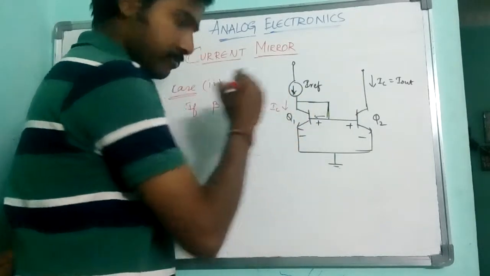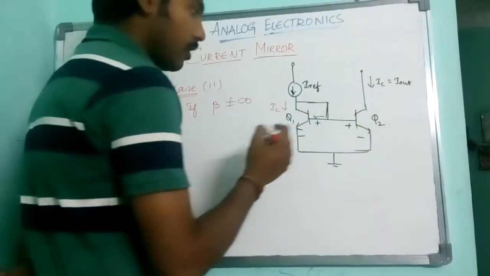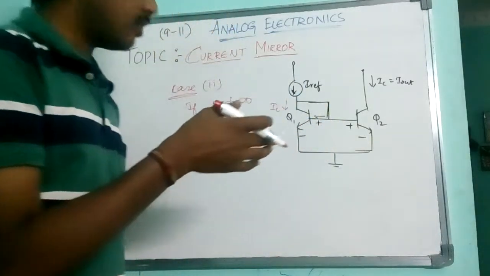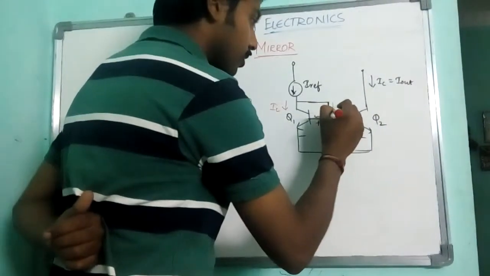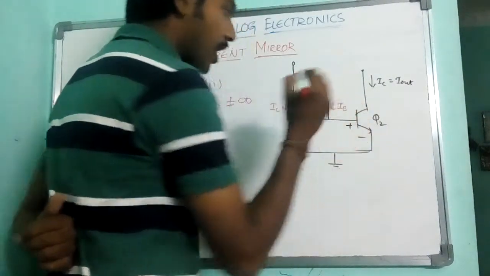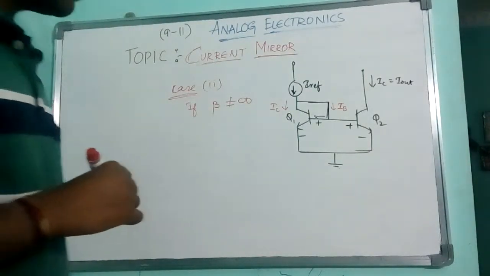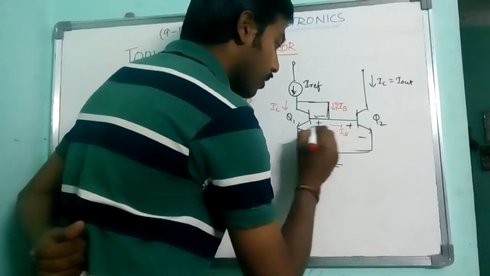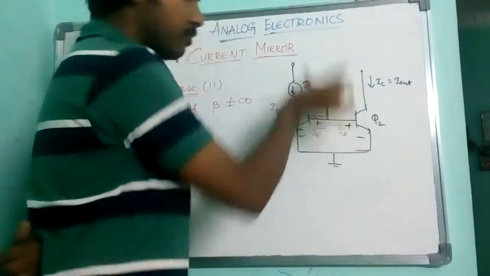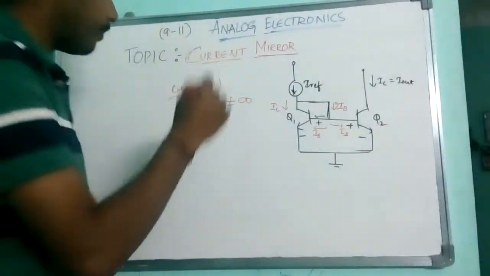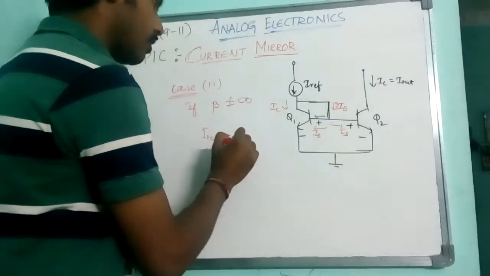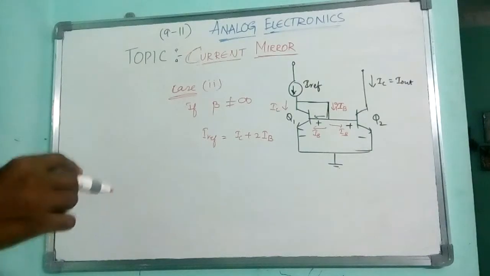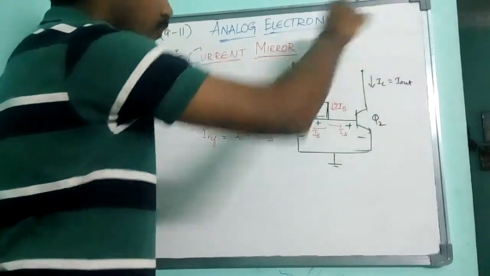The current here is IC, as usual. After that, if beta is not infinity, then this current is, I'm sorry, this current is 2IB. How? Because here it is IB, here it is IB. The leaving current should equal the entering current, 2IB. So here what is my I reference? That is IC plus 2IB. Am I right? IC plus 2IB.